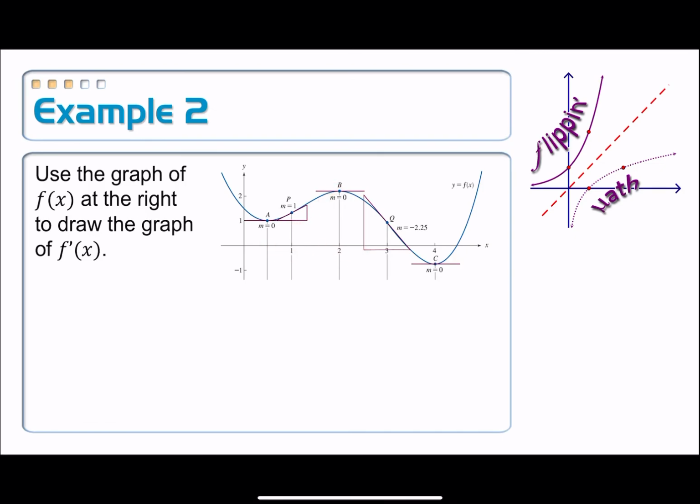All right, so that's going to conclude this video, but before you start the next one, I want you to try to draw the graph of the derivative of this particular function.